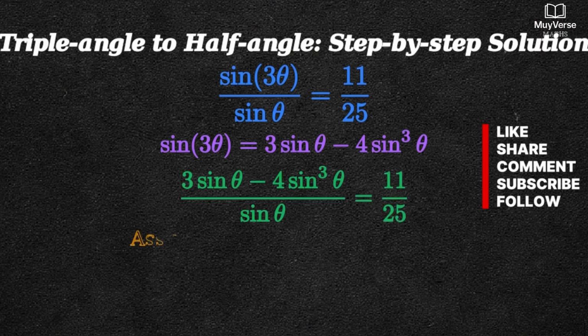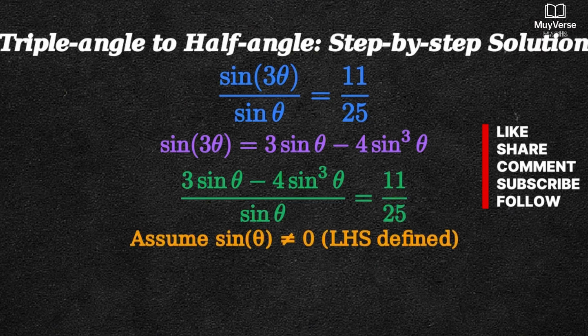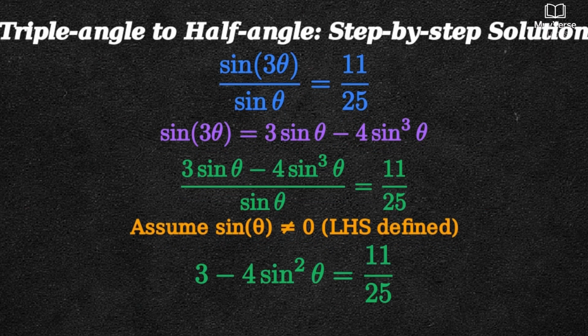Step 2. We divide each term by sine theta, assuming sine theta is not 0. Otherwise, the original left side is undefined. This simplifies to 3 minus 4 sine squared theta equals 11 over 25.